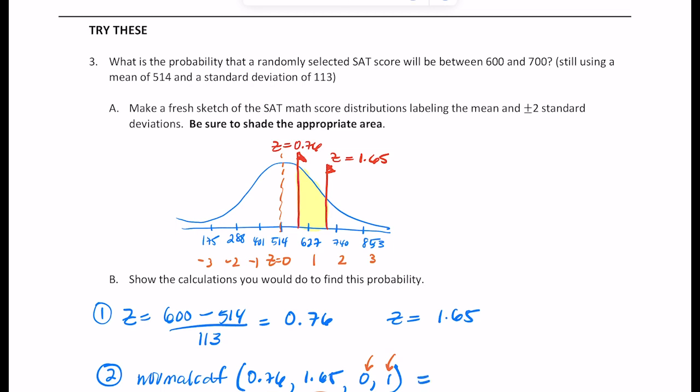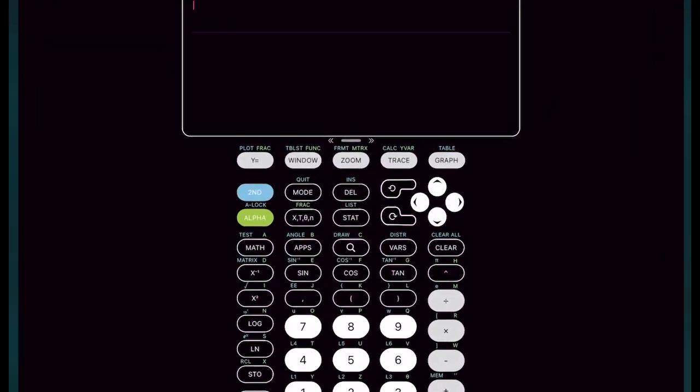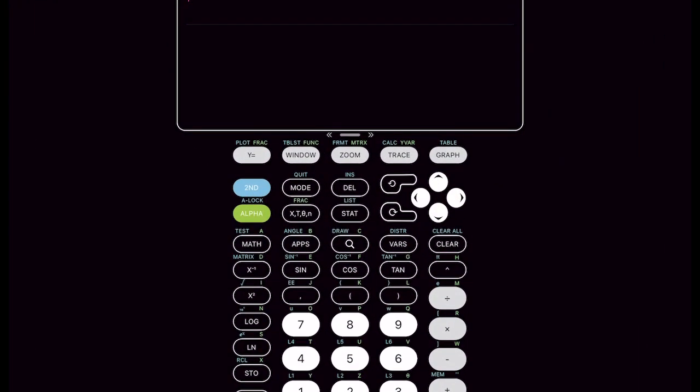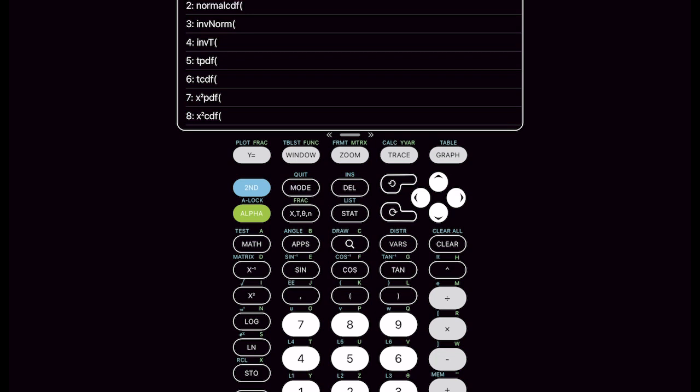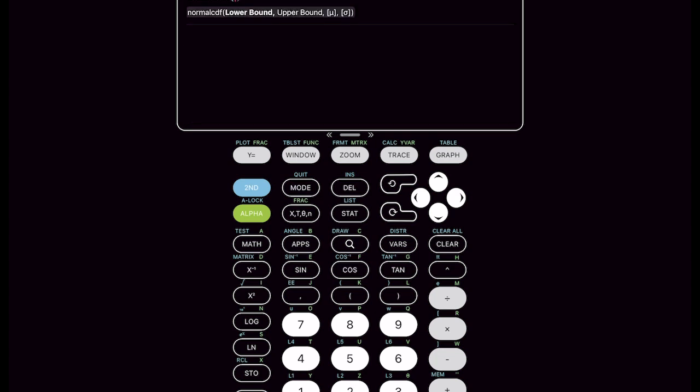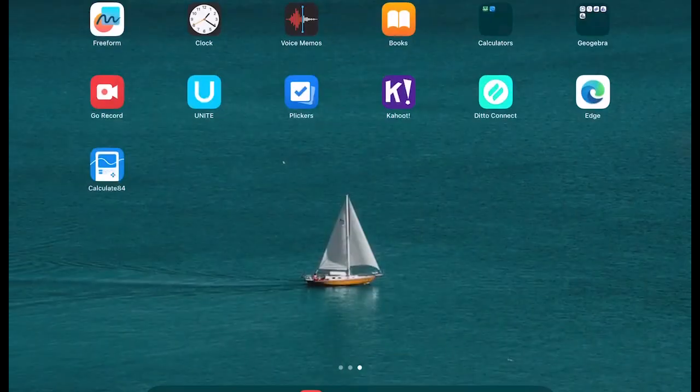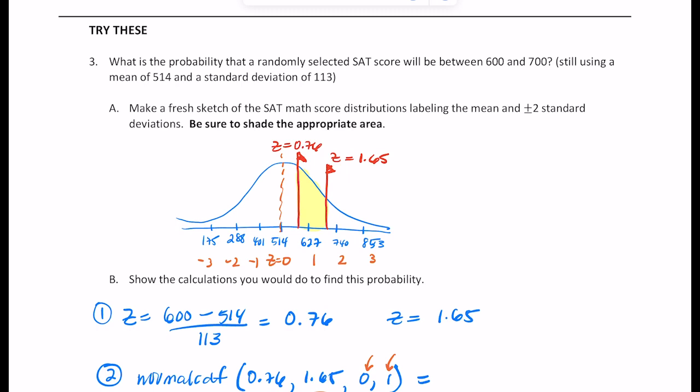So let's type that in and see what we get. Okay, so we're going to do normal CDF. So again, that's second vars, and then number 2. And it was 0.76 for my lower. My upper was 1.65. And the mean is 0, standard deviation is 1. And then hit enter. And you get 0.1742. So we're going to round to 4 decimal places.